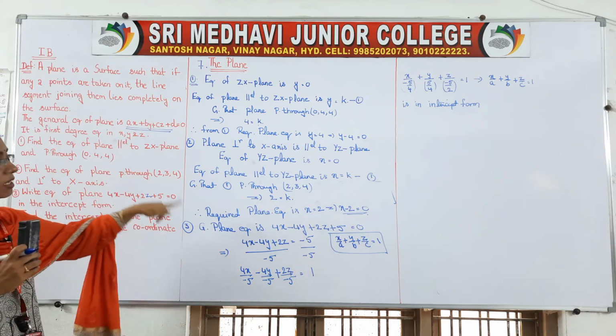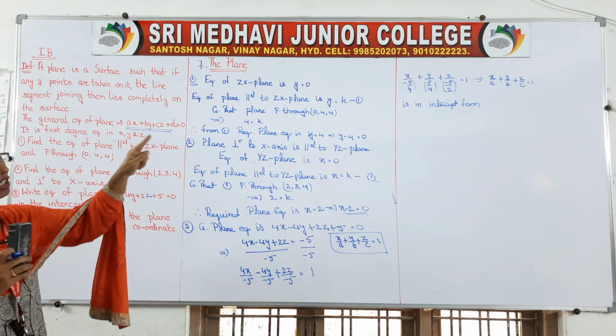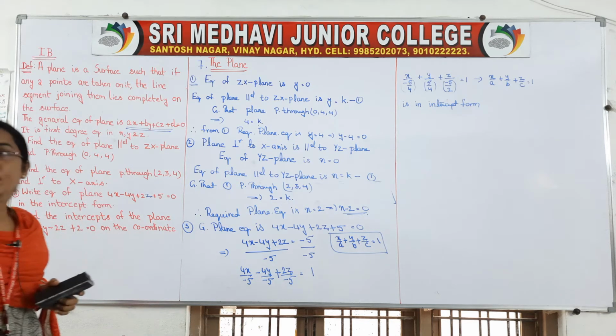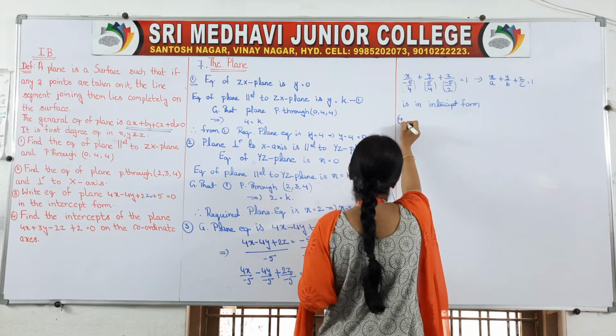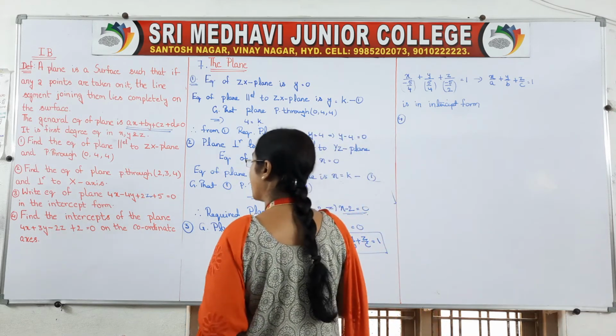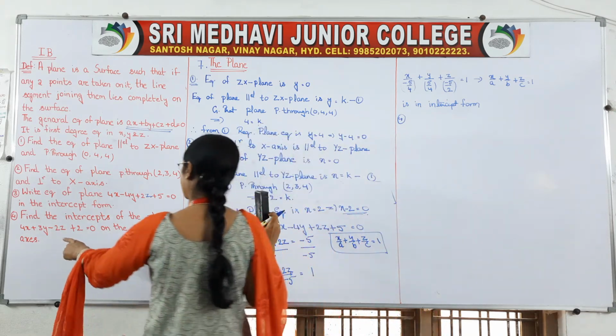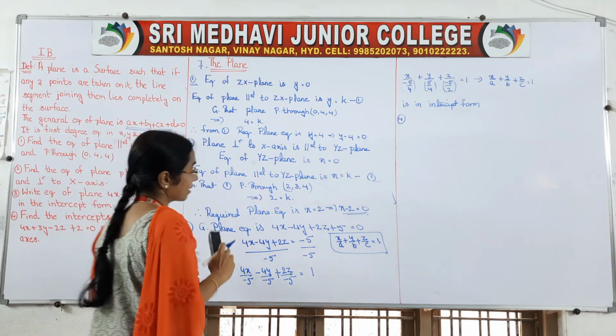So we transformed the given plane equation into intercept form. Okay, so next, come to the fourth question. What is the fourth question? Find the intercepts of the plane on the coordinate axes.